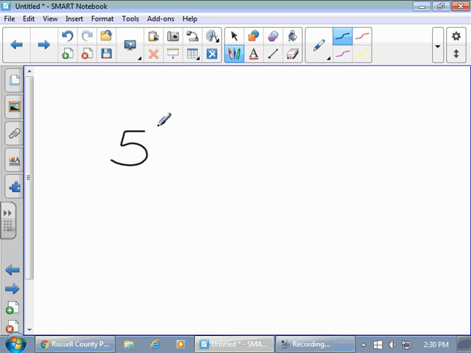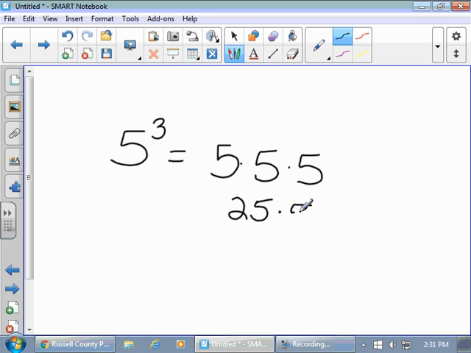Let's say I have 5 to the third power. Expanded form is what? Okay, so when I multiply the first two, I get? And what's 25 times 5? If you have 5 quarters, how much money do you have? 125. Okay. Yeah, you could have figured it out right here, and that's fine. Just some people said they saw it better once we started writing it, and that's fine.